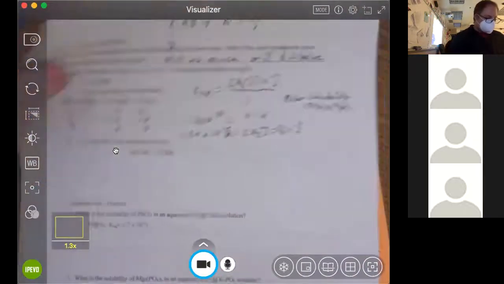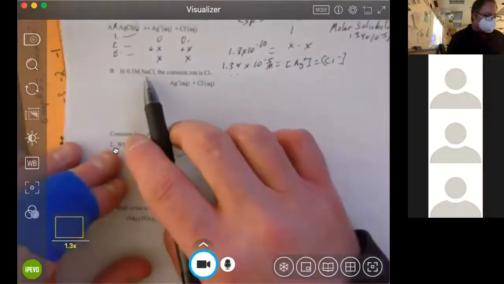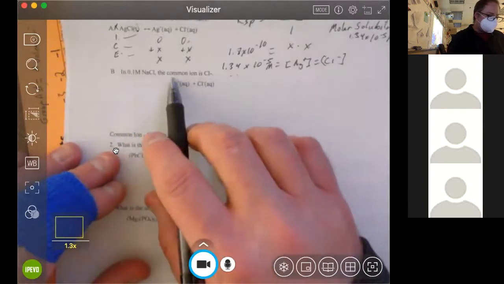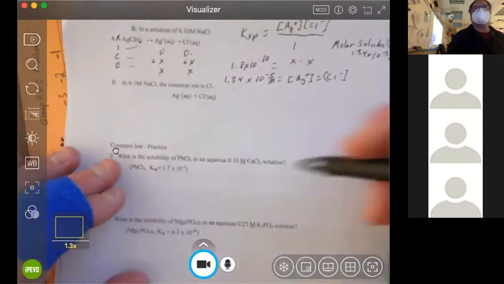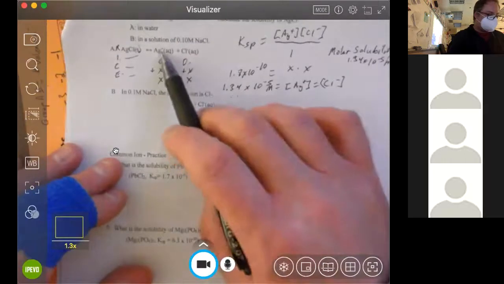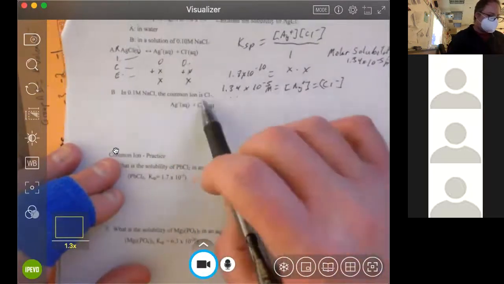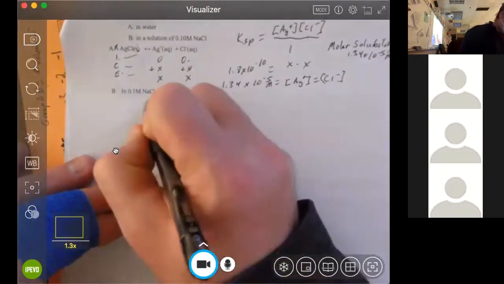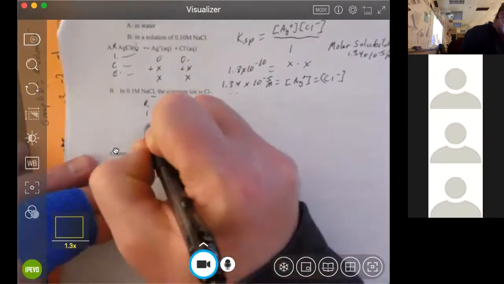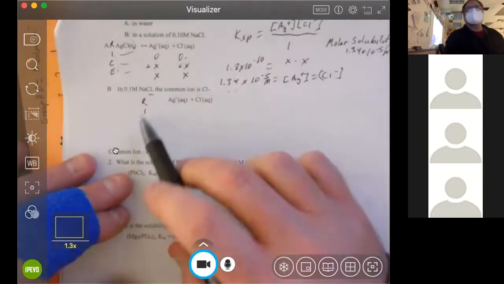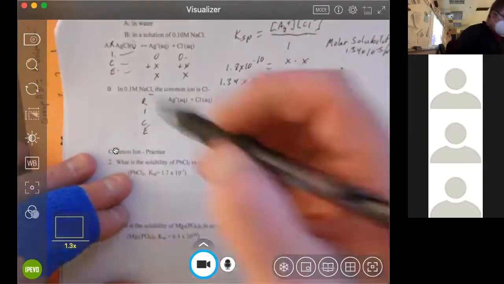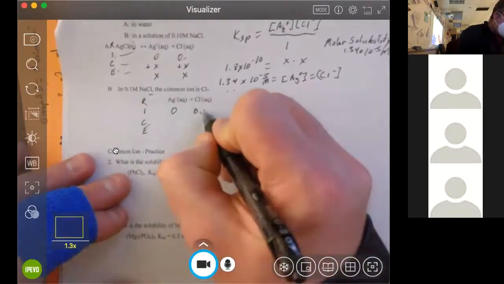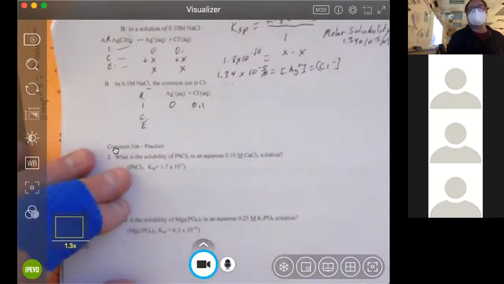All right. So in 0.1 moles per liter sodium chloride. Why is Cl negative the common ion? Because both silver chloride and sodium chloride have that Cl. So again, here, our ICE table. I'm going to ignore the AgCl here. We have initially 0 Ag, but we have 0.1 moles per liter of the Cl.